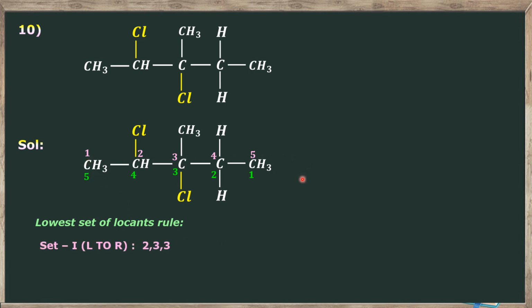Set 1 locants, from left to right: 2, 3, 3. That is, here the second carbon atom and here the third carbon atom are bearing the substituents. Next, set 2 locants are, see here, 3, 3 and 4. Let us compare these two sets term by term. At the first point of difference, comparing the first terms, 2 is less than 3. Then you need not compare the remaining terms. That means numbering from left to right is the correct way of numbering.